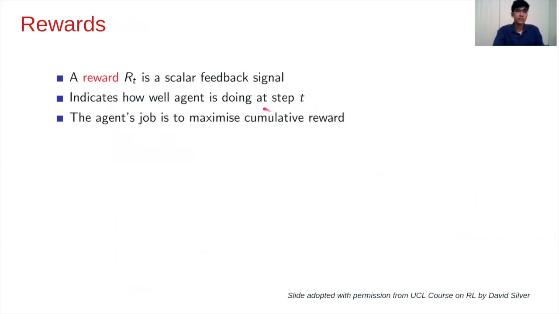And the next thing is reward. Reward really is a scalar feedback signal. It indicates how well the agent is doing at time step t. So if it does well, it will get a high or positive reward. If it's doing poorly, it will get a negative reward. And in reinforcement learning, the agent's job is to maximize the cumulative reward. It doesn't just care about the current reward. It cares about the reward it will get from the current time step into the future.